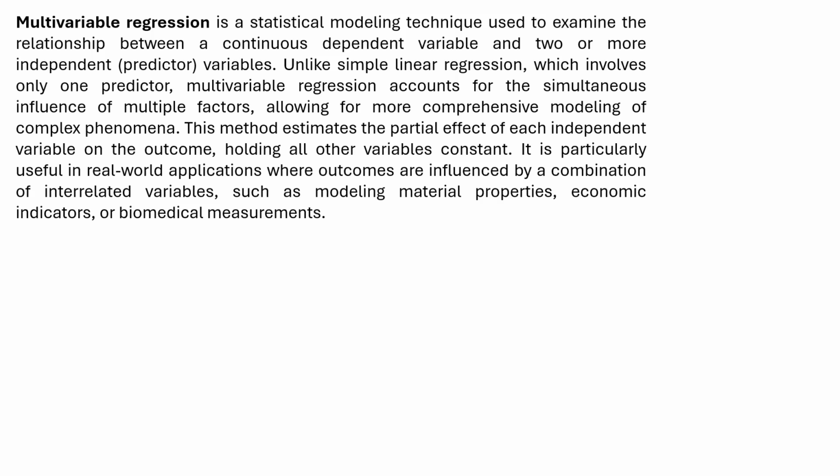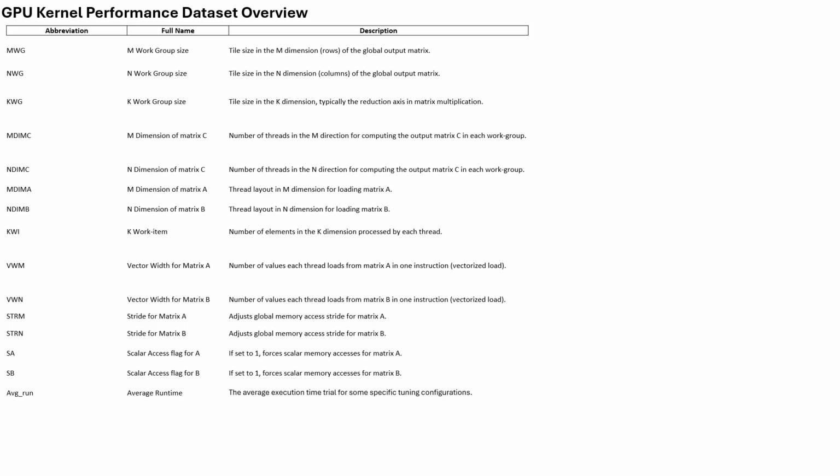and feature sensitivity. The dataset used here contains about 5,500 kernel configurations with 14 input parameters and one target: the average kernel runtime in milliseconds, labeled as average run. Each input feature corresponds to a low-level GPU tuning parameter, such as workgroup sizes, vector width, tiling strategies, and memory stride controls. These parameters come from auto-tuning tools and control how the kernel interacts with the GPU architecture.